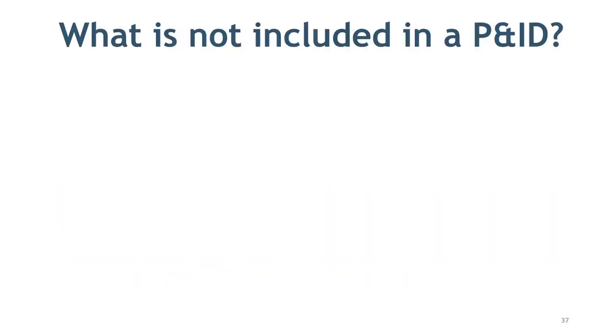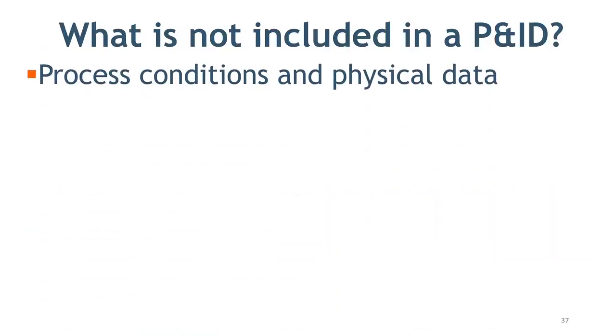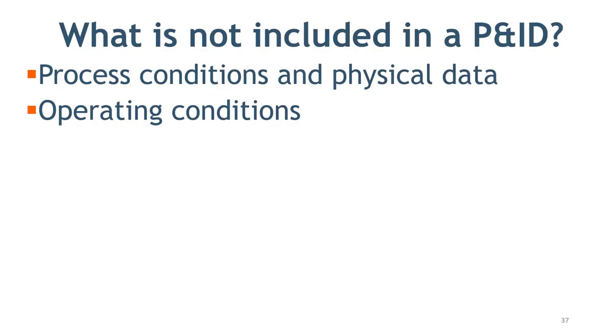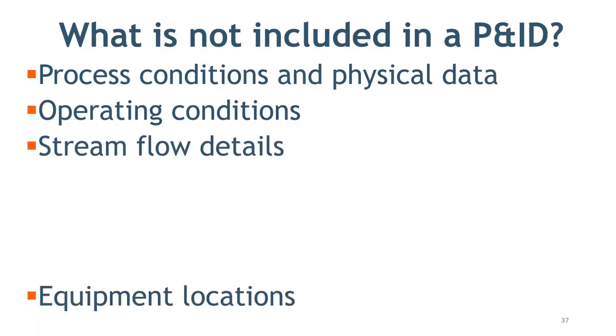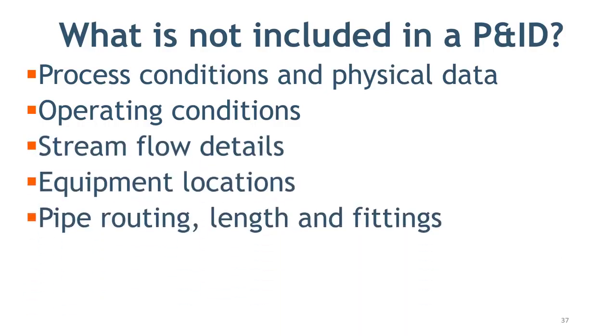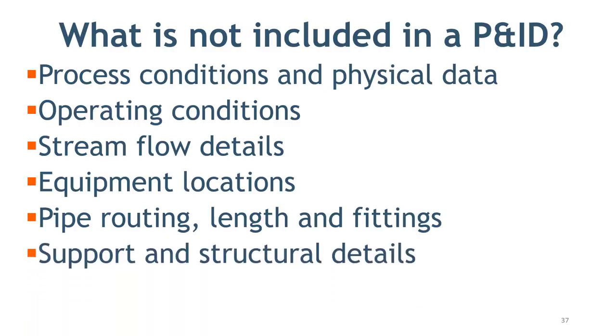What is not included in P&ID? Process condition and physical data, operating conditions, stream flow details, equipment locations, pipe routing, length and fittings. Support and structural details are also not included in P&ID.